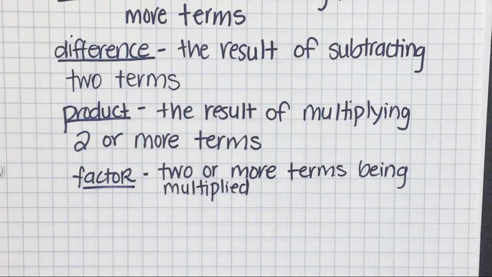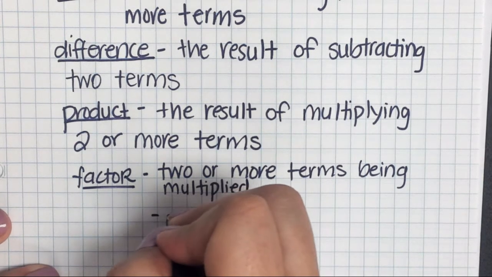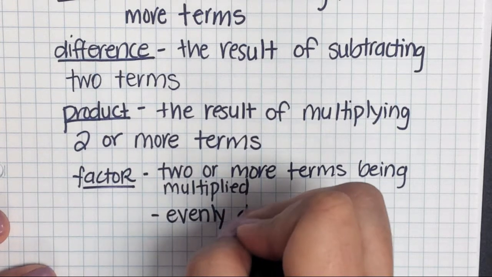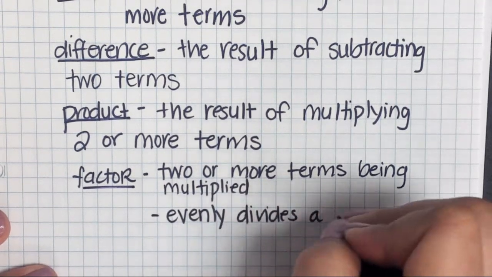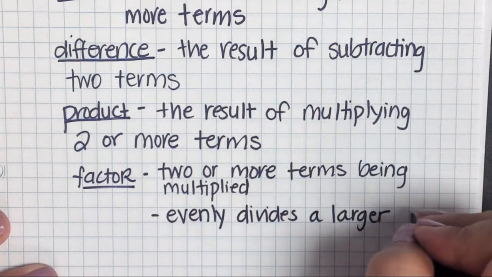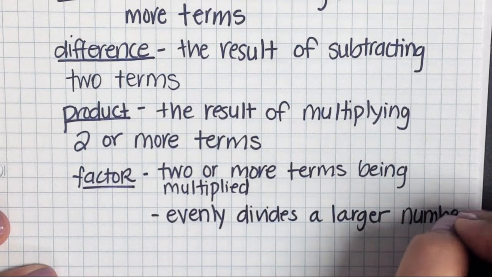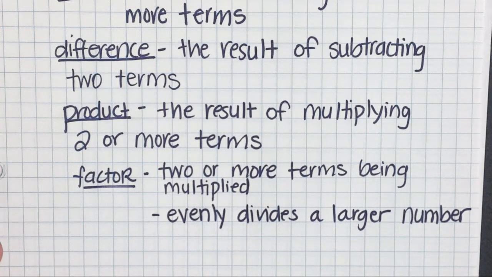So that means what numbers can 7 be evenly divided by without having any leftovers? 1 and 7. So the other half of being a factor is that it evenly divides a larger number. For a number to be a factor, let's say we have the number 6. Is 4 a factor of 6? No. Can I evenly divide 6 by 4? No. So it can't be a factor. It has to evenly divide that number without having any leftovers or any remainder.